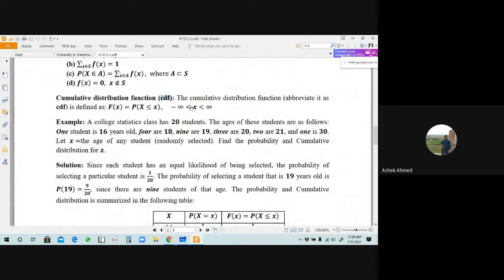But the values of x will be all real numbers. If a college statistics class has 20 students, the ages of these students are as follows. One student is 16 years old, 4 are 18, 9 are 19, 3 are 20, 2 are 21, and 1 is 30 years old. If x is the age of any student, find the probability distribution and cumulative distribution of x.